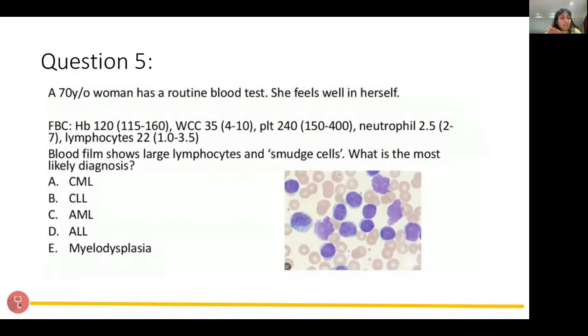So, a 70-year-old woman has a routine blood test and feels well. You've got her full blood count there, and the blood film shows lots of big lymphocytes, which are those purple blobs, and smudge cells. If you can see towards the bottom right-hand corner, you've got a lymphocyte there which looks a bit like a smudge of ink on a piece of paper. That's what we mean by smudge cells. So, what's the most likely diagnosis?